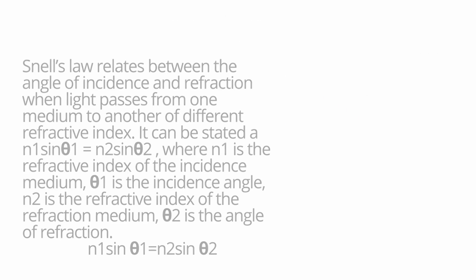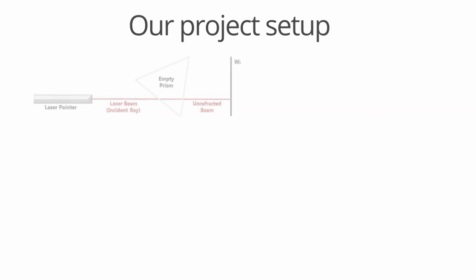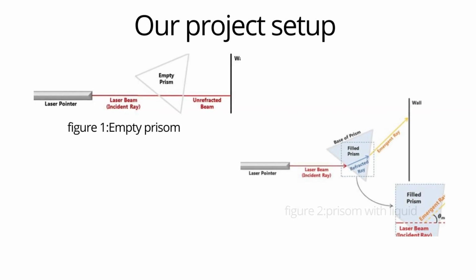refractive index. The angle of minimum deviation occurs when light passes through a prism. It is the smallest angle through which a ray of light can be deviated from its original path while passing through the prism. This is our project's schematic diagram.